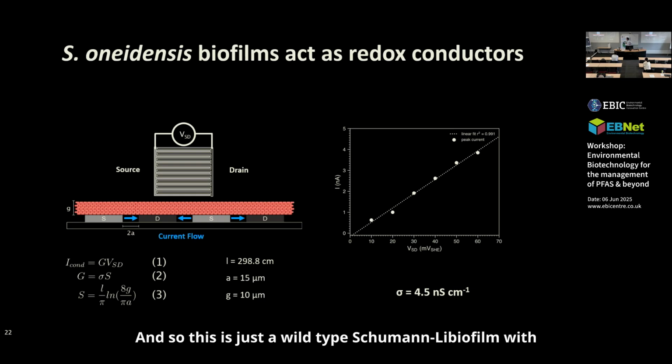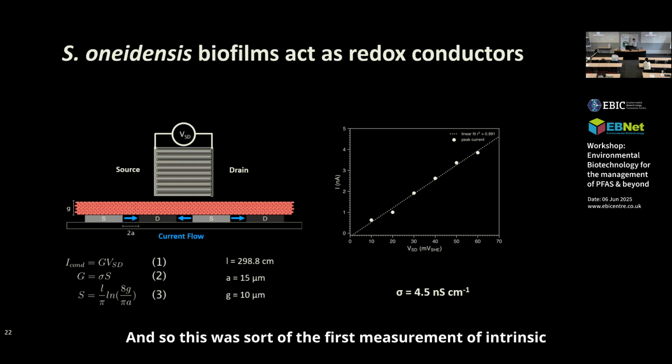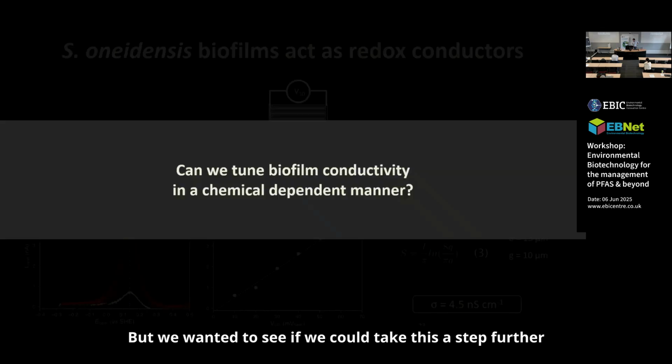And so this is just a wild type Shewanella biofilm with that optogenetic circuit. It's about 4.5 nanosiemens per centimeter. If you know conductive materials, it's not the most conductive thing in the world, but it's enough to measure, which is all we care about in the sensor world in this case. We're not trying to pass loads of current through this thing. And so this was sort of the first measurement of the intrinsic conductivity of these biofilms, but we wanted to see if we could take this a step further and tune the conductivity in these biofilms and see if we couldn't do this in a chemical dependent manner.